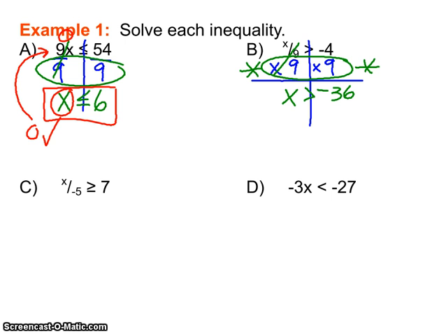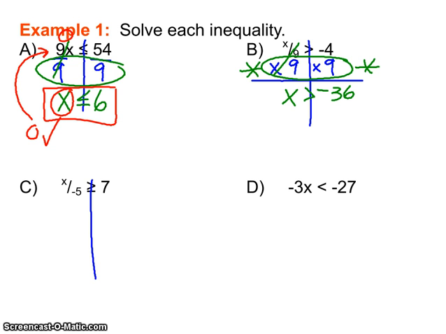So choose a number that's greater than negative 36. Again, I'm going to choose 0. Okay, so if I plug 0 back in, I get 0 divided by 9, which is not really a good number to choose. But would that be greater than negative 4? Yes.